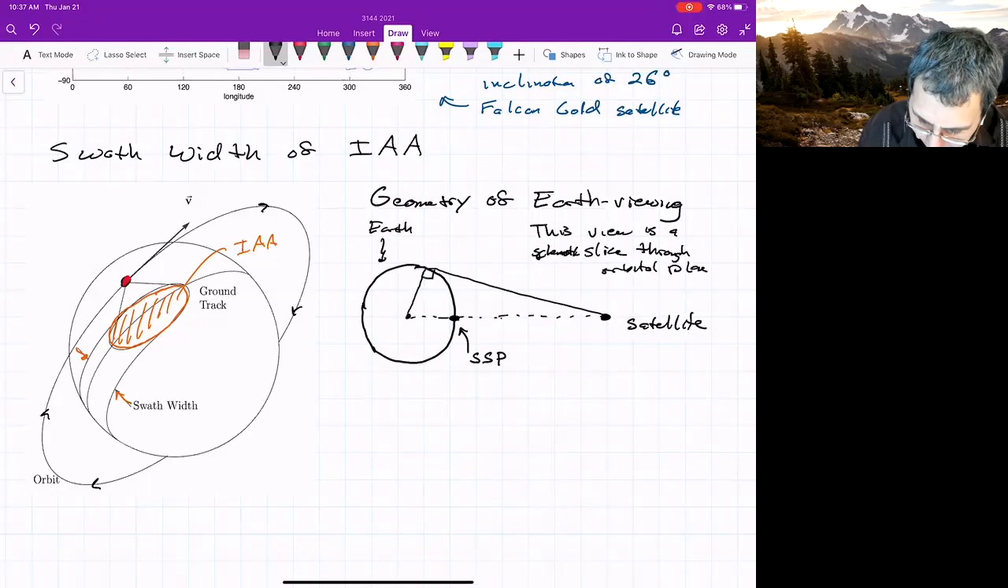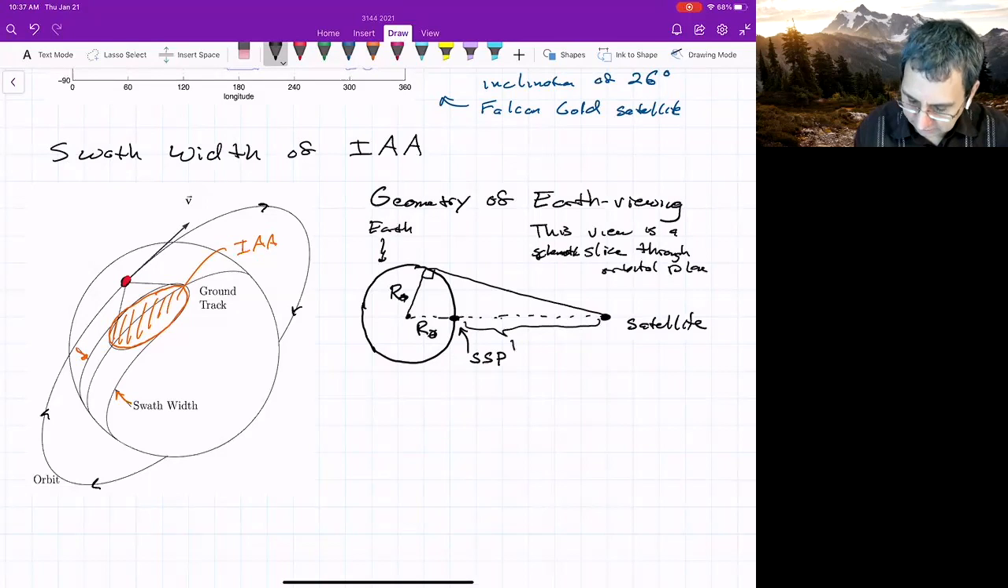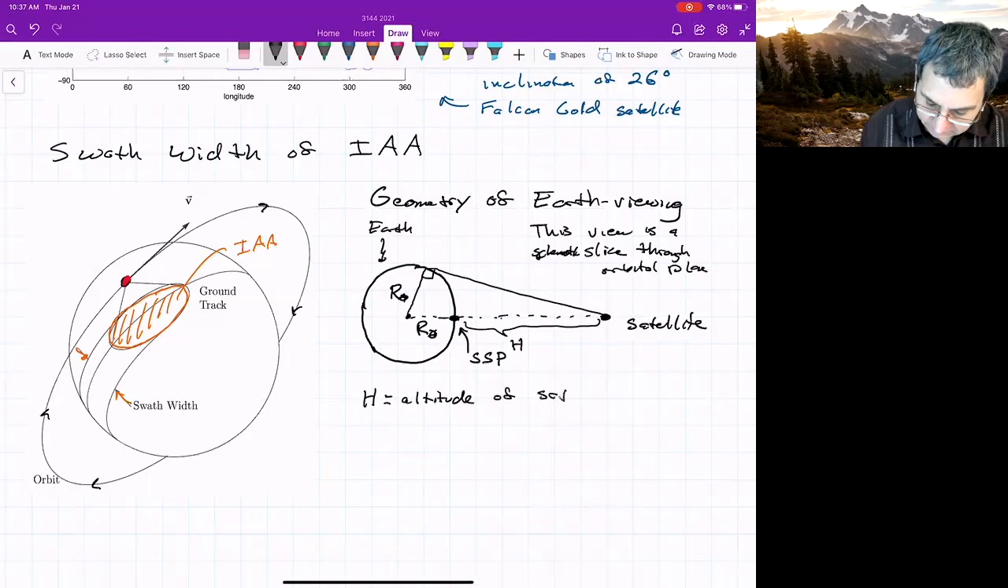So this is a perpendicular. I'm only going to draw one side of the cone. This distance here is the radius of the Earth. This is the radius of the Earth as well. And this distance is the height of the satellite, the altitude. H is the altitude of the satellite, instantaneous altitude. R sub Earth, the radius of the Earth.